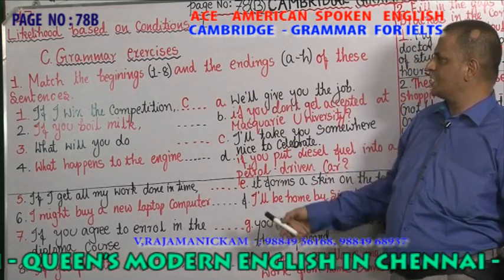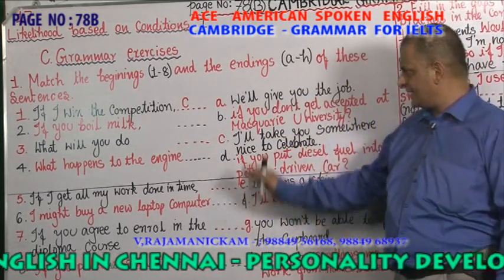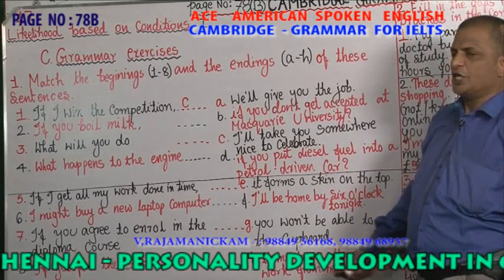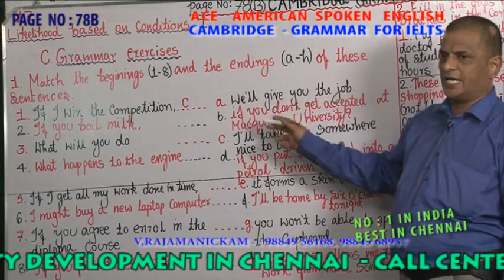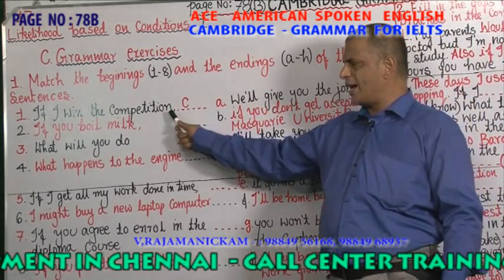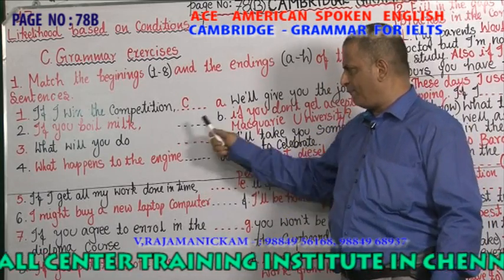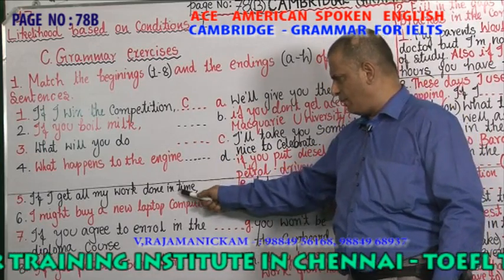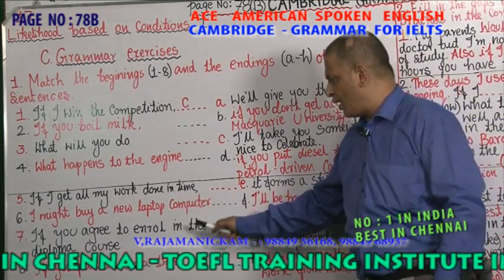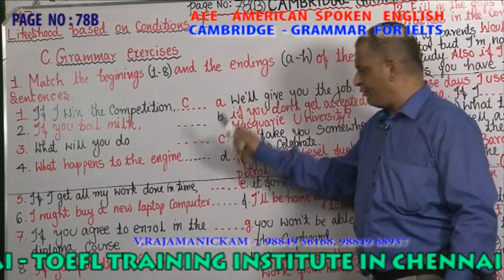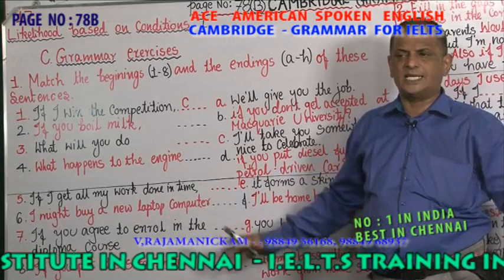Match the beginnings 1 to 8. See, 1 to 8 in numbers you have sentences. And the second half, A to H, sentences are there, disorderly arranged. You should arrange the sentences. For example, if I win the competition, if you boil milk, what will you do? What happens to the engine? If I get all my work done in time, I might buy a new laptop computer. If you agree to enroll in the diploma course, if you put the sofa there. So all these sentences are conditional sentences.